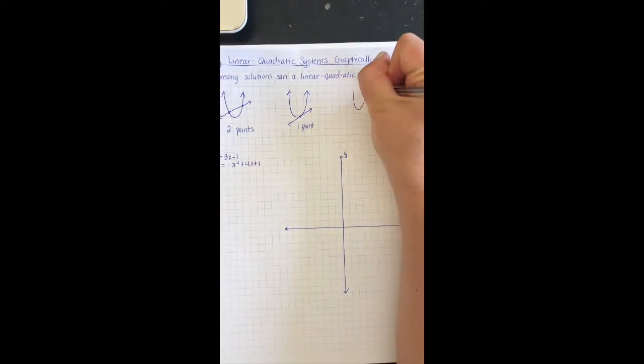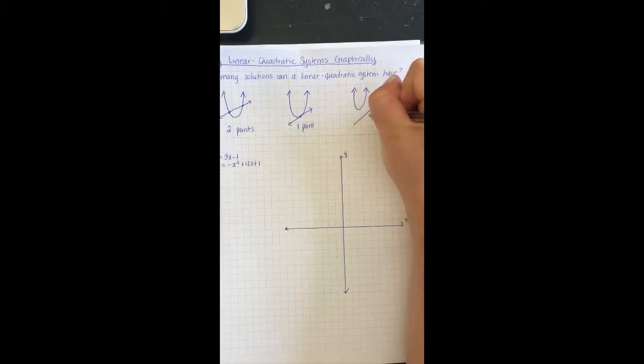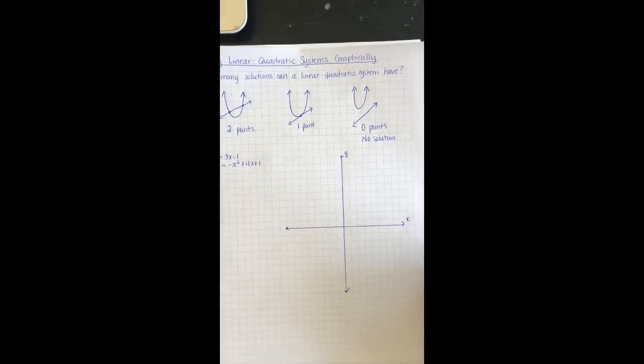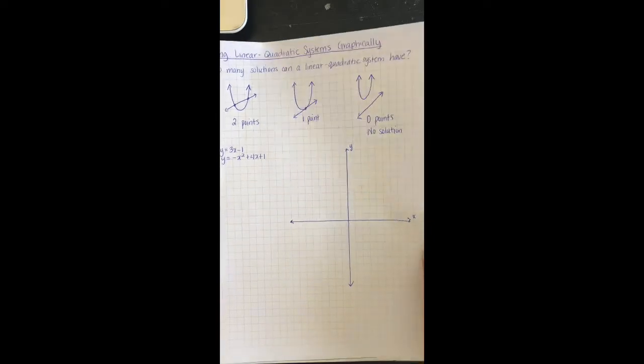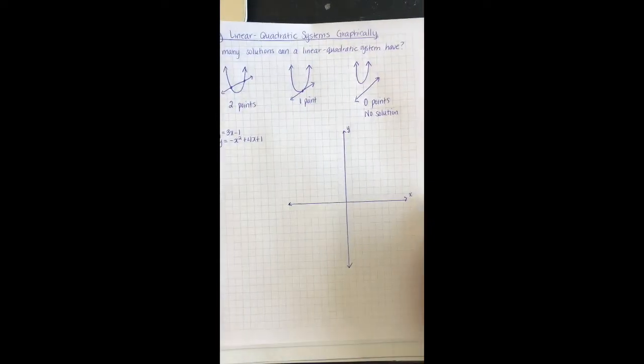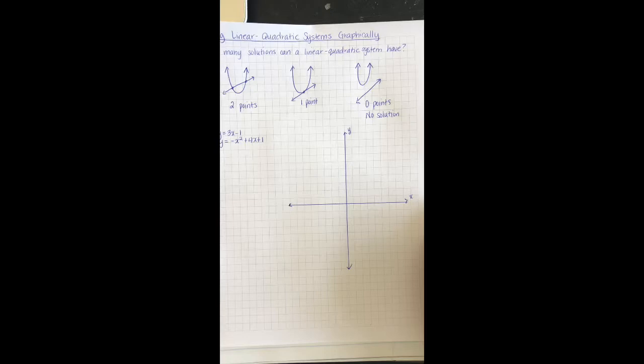And it's also possible that you could have a parabola and a line that don't intersect at all, so that would be 0 points, and that would be the kind of problem where we would say we have no solution. There's no intersection of those two graphs. So when you're doing this, you just literally have to graph the parabola and the line on the same grid and see where they intersect each other.